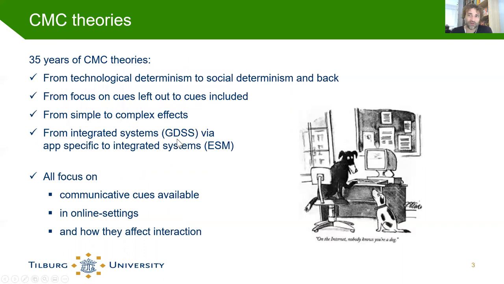If you look at all theories of computer-mediated communication, they all are based on the idea that face-to-face communication is ideal. And they're all based on the idea that if you use a certain computer-mediated communication technology that is different from face-to-face communication, for example less synchronous, or with fewer cues available, then the effects of people communicating via that medium are different.